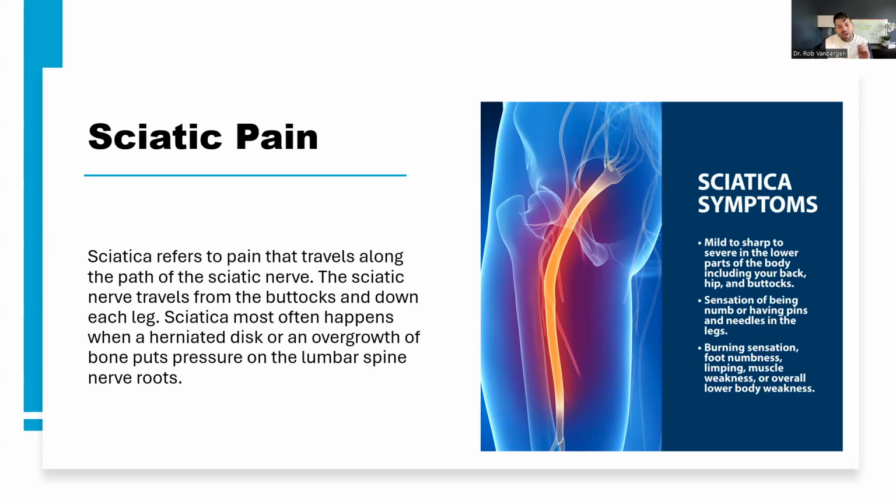Symptoms can be mild to sharp to severe in the lower parts of the body. So the lower back, the hips, and the buttocks being most common. You can have a sensation of being numb, or what we call pins and needles, in the legs, and you can also experience a burning sensation, which is associated with nerve pain, as well as foot numbness, limping, muscle weakness, or overall lower body weakness. So there's a lot of varying symptoms, but they're all clustered around the area specifically of that nerve, right?